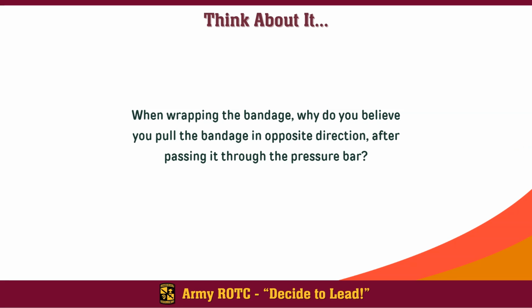So when you're wrapping the bandage, why do you think you pull the bandage in that opposite direction after passing it through the pressure bar? Now, I know it's probably hard if you've never seen this before to even imagine it, but understand that you're wrapping one direction around, and then when you get to that pressure bar, you're going to pull the opposite direction. So think of things like ratchet straps and having that additional tension pulling the opposite direction.